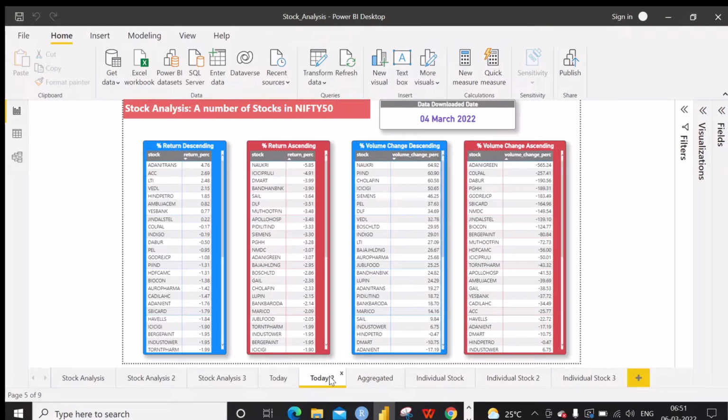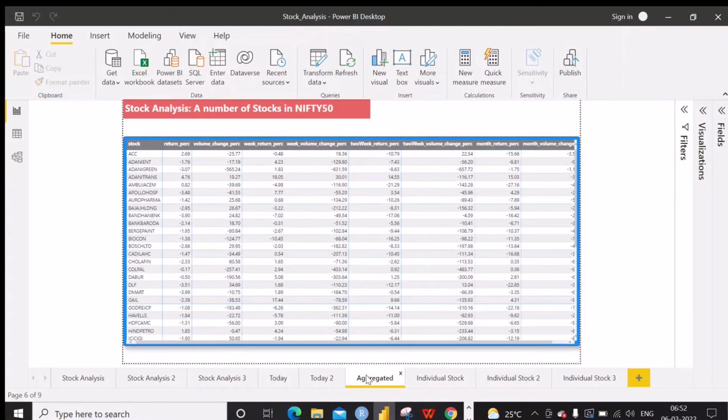The remaining two are based on the percentage of volume change. So here we can see the gainers and the losers for the 46 shares transacted today or the latest day of the stock market trading. So this is a convenience page. The next page is the 6th page. It is aggregated. It is a different one.